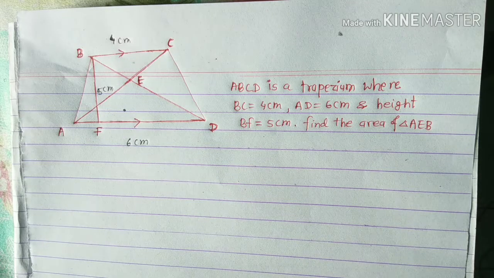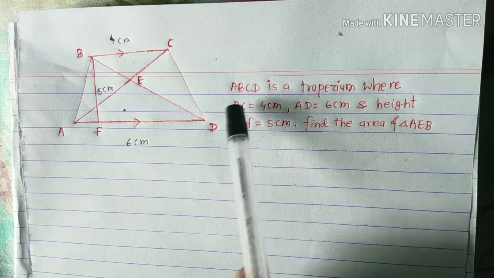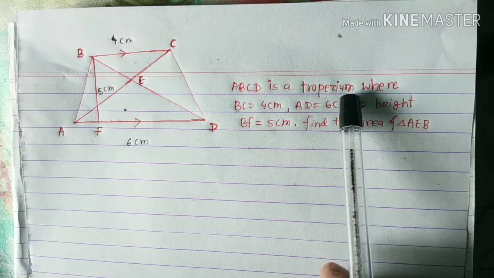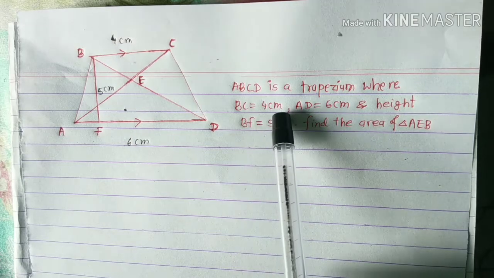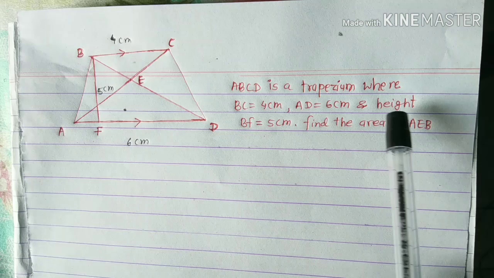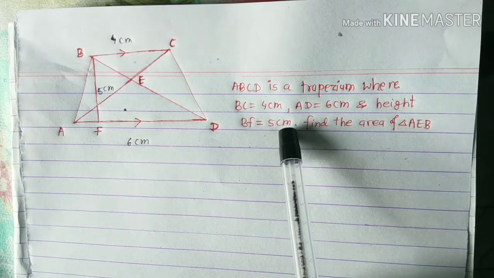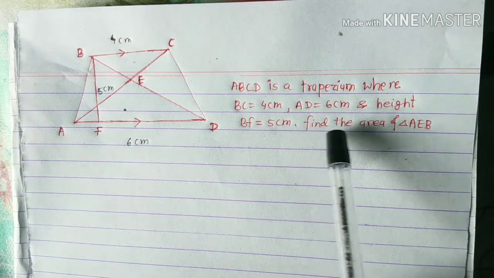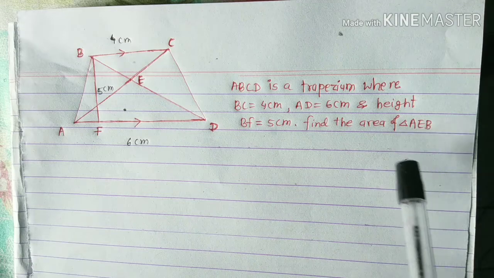Today also I came with one of the very interesting questions. As you can see here, the question is: ABCD is a trapezium where BC is equal to 4 cm, AD is equal to 6 cm and height BF is equal to 5 cm. Then find the area of triangle AEB.